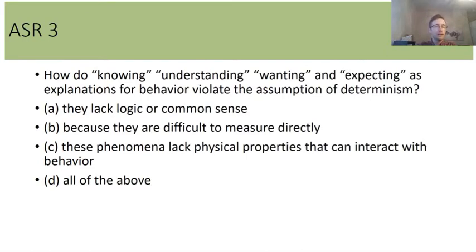How do knowing, understanding, wanting, and expecting as explanations for behavior violate the assumption of determinism? Is it A, they lack logic or common sense, B, because they're difficult to measure directly, C, these phenomena lack physical properties that can interact with behavior, or D, all of the above? Couple more seconds. Alright, I'll close the poll. And the answer here is C. These phenomena lack physical properties that can interact with behavior.